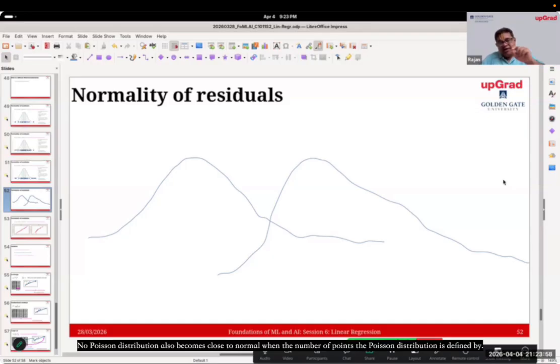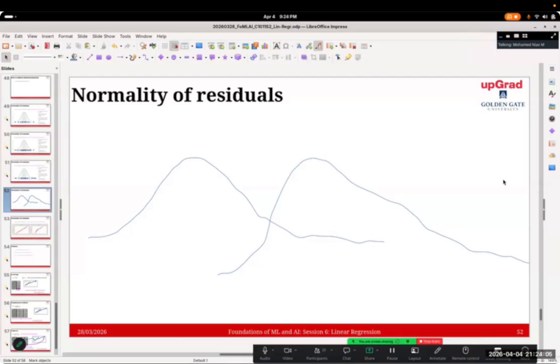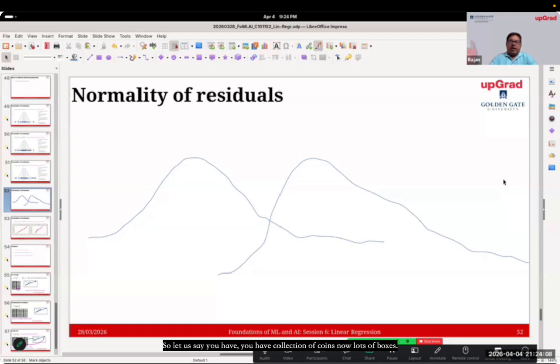What is a Poisson distribution? A Poisson distribution is something where you are counting. Let's say you have a collection of boxes, and each box has a random number of coins. If you plot the distribution, that distribution is called a Poisson distribution. And when you have a large number of such collections, your Poisson distribution will also look like a normal distribution.